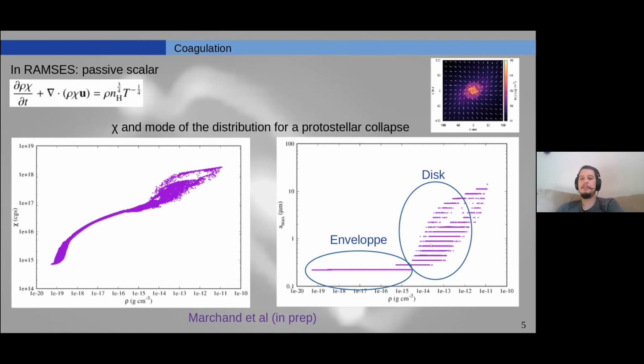In the disk, the grain can grow from some micron to more than 10 microns. So this is a very good tool for tracking the growth of the grain. The main caveat of this tool is that it cannot be coupled with another method that changes the size distribution of grains, like fragmentation, for example. So that's the limitation for now.